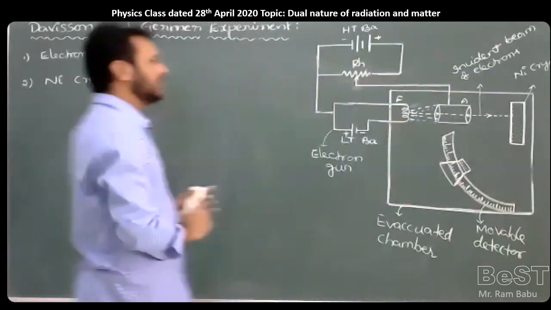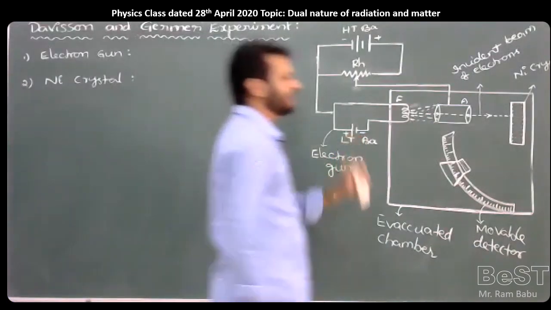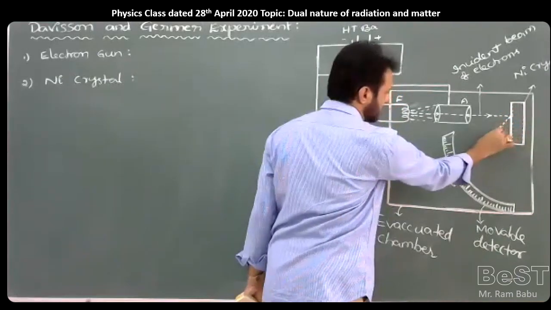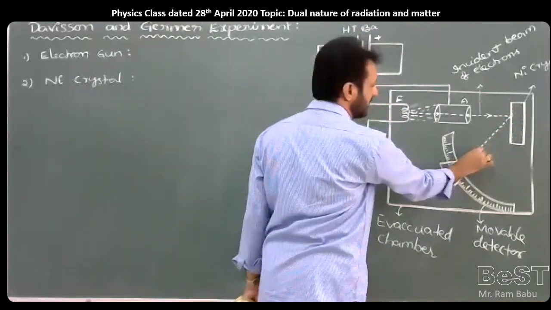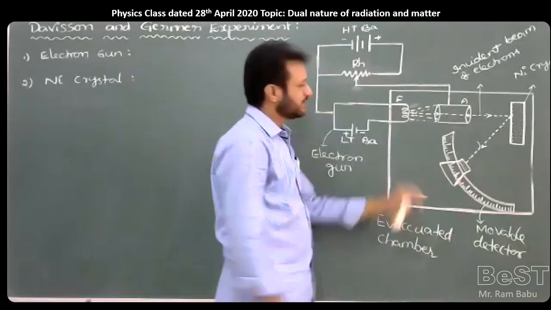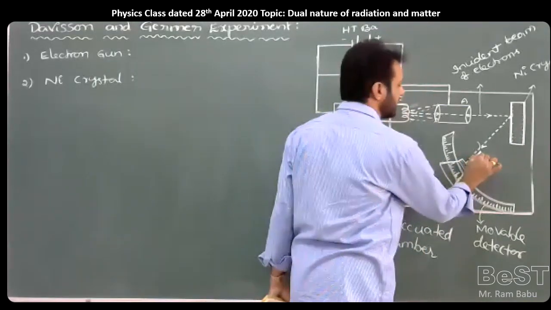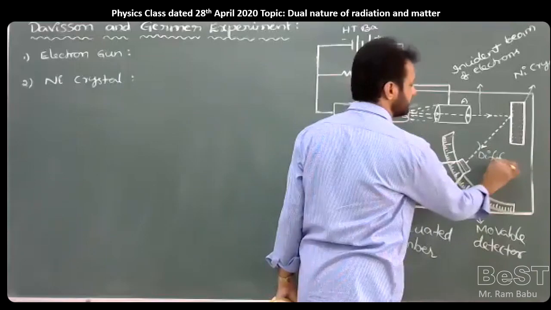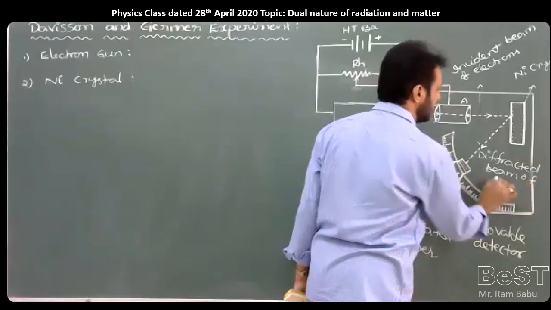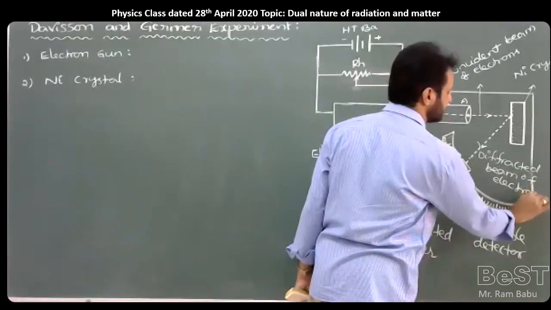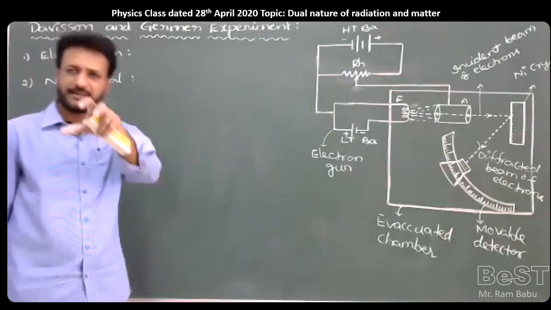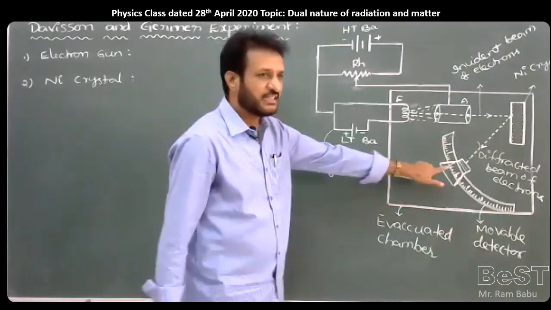So here the electron beam which is scattered from the nickel crystal will move like this, scattered in all the possible directions. In a particular direction, I am turning the mobile galvanometer or detector and collecting the electron beam like this. So this beam can be called the scattered beam of electrons or the diffracted beam of electrons. The scattered or diffracted beam of electrons is collected by the mobile detector.